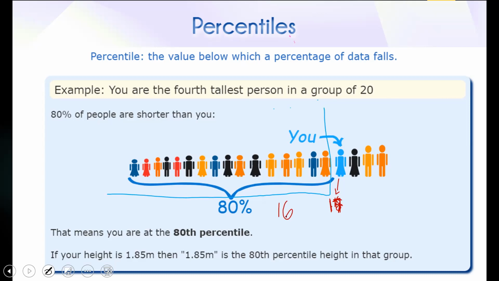I am the 4th tallest person in a group of 20. So 16 girls are shorter than me, or 80% of the girls are shorter than me. So what does it mean? That means I am at the 80th percentile, and 80% are shorter than me. This is the meaning of percentile.